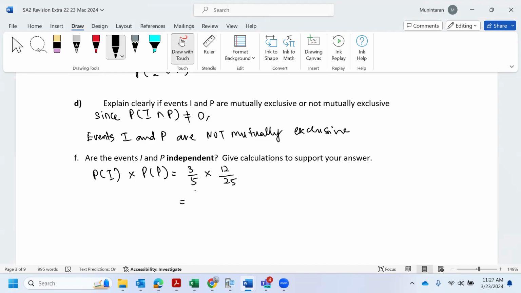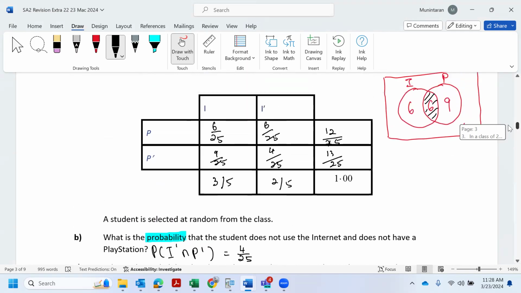That is 36/125, which is not equivalent to 6/25. Just in case some of you wonder, this is the probability of I, and you read the P, that's the probability of P. I is the I, P is the P, so you multiply.